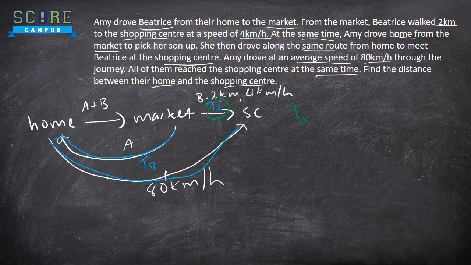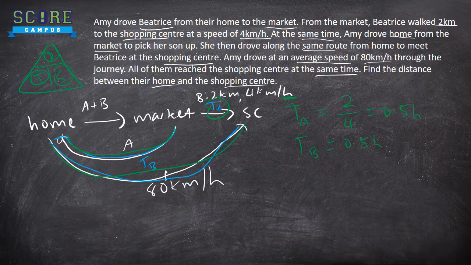So the time that Beatrice took to walk is equal to, and this is the most important thing here, distance, time, speed. So time is equal to distance divided by speed. Distance is 2, speed is 4, equals 0.5 hours, because the unit here is hours, right? So TB, that means this journey took Beatrice 0.5 hours, correct?